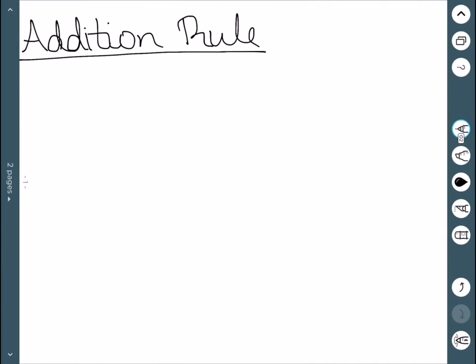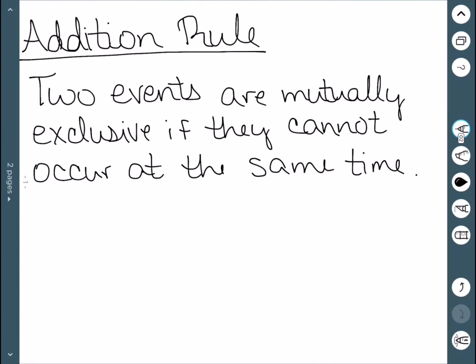We'll now look at the addition rule from probability. And we'll start by discussing mutually exclusive events. We say two events are mutually exclusive if they cannot occur at the same time. As an example, if I'm rolling a dice, I cannot roll both a 4 and an odd number at the same time by rolling a single dice. Therefore, those events are mutually exclusive.